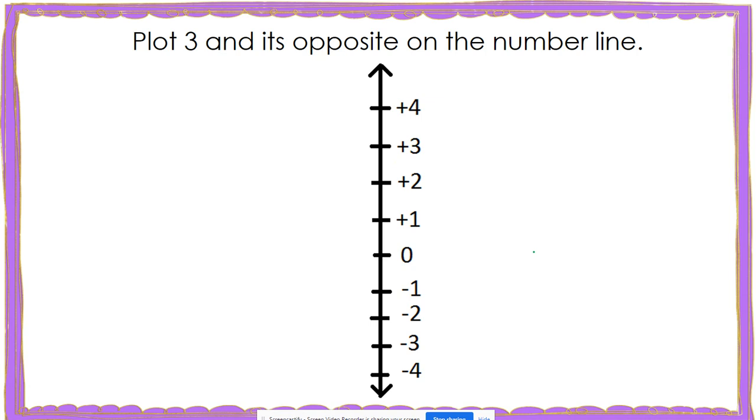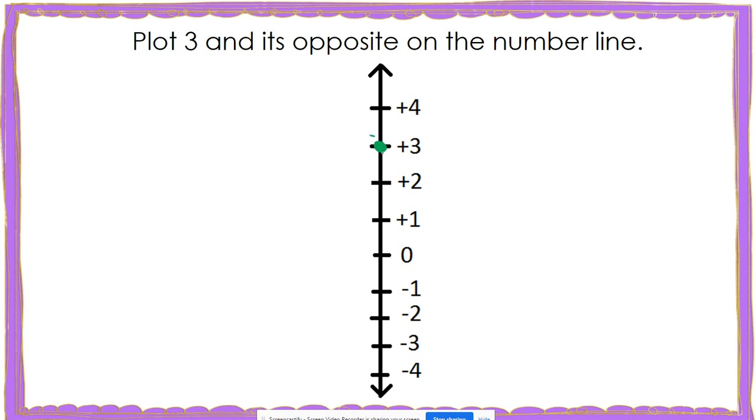We can graph numbers and their opposites on number lines by plotting the first number. So in this case, we are going to plot 3. I have a vertical number line, which means to get to 3, I would move 3 units up from 0. So I would place a point here at +3.